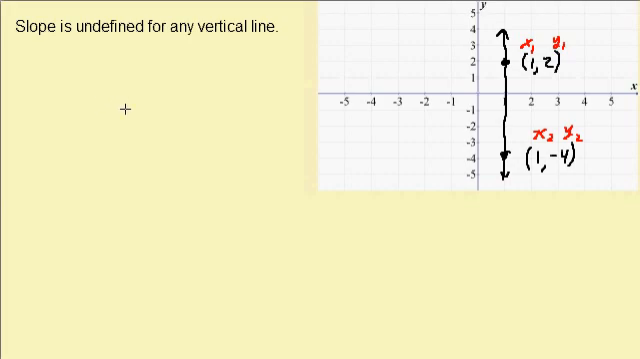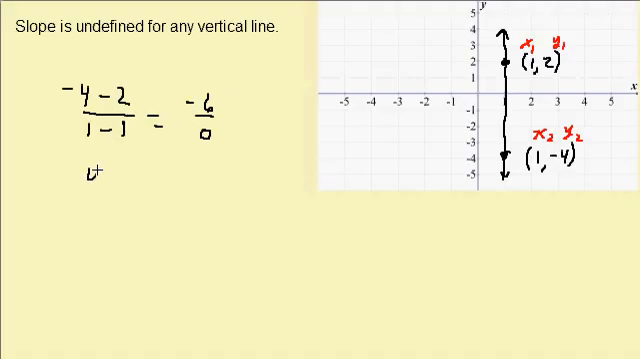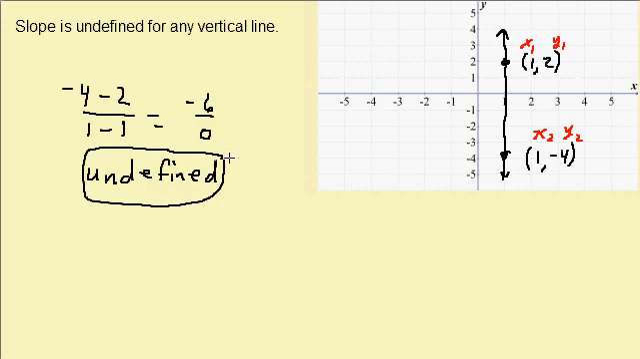So let's plug this into the formula. y2 minus y1 over x2 minus x1. So this would be -6 over 0. And you can see that gives us a 0 in the denominator. And see how the slope formula says that x2 minus x1 cannot equal 0. So you can see this is undefined. And that's it.